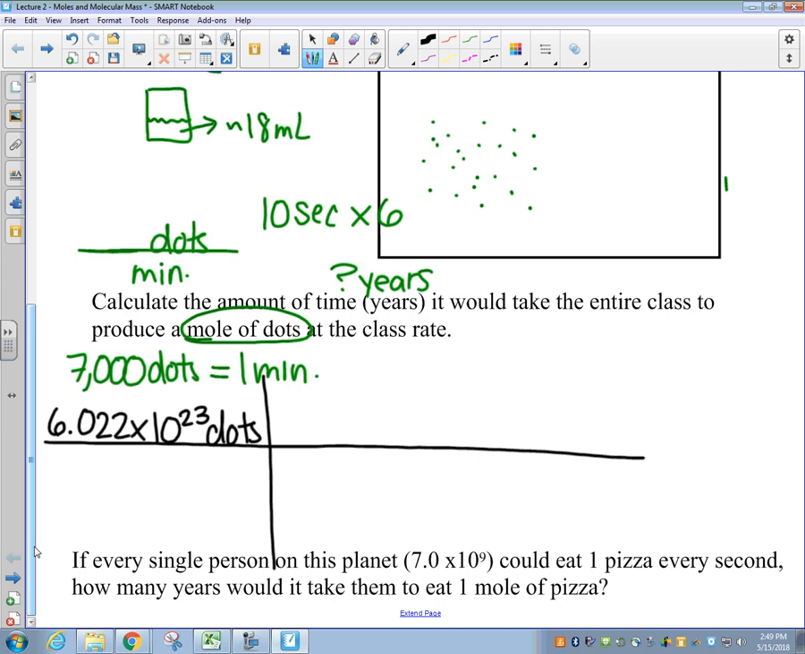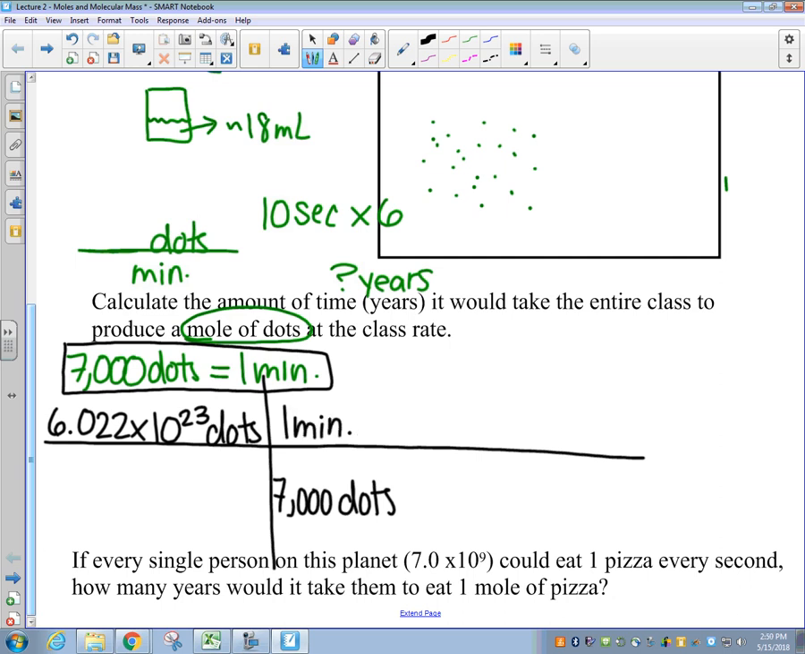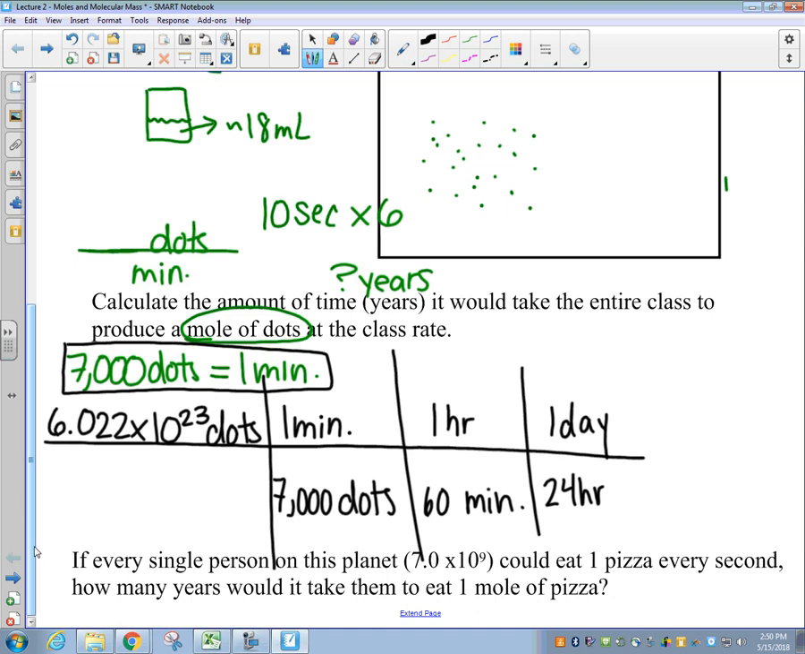So the conversion factor that we have is our class rate, the fact that in 1 minute we were able to make 7,000 dots. If I want to get rid of number of dots and I have that value in the numerator, I need to put number of dots in the denominator for them to cancel out. So I have 7,000 dots created in 1 minute by the class. And then now what I'm going to have to do is go from units of minutes to units of years, excuse me. So you can use whatever conversions make sense to you. You can do it in multiple steps. I would probably say that I know that there are 60 minutes in 1 hour, and then I know that there are 24 hours in a day, and we're just using an approximation here. We're not getting too fancy. We're going to say that there's 365 days in 1 year.